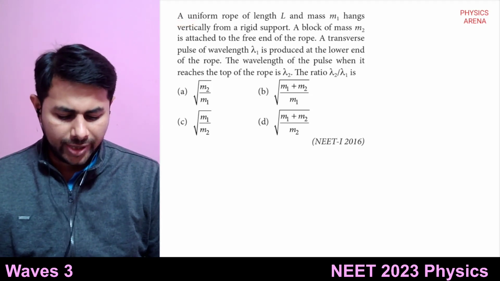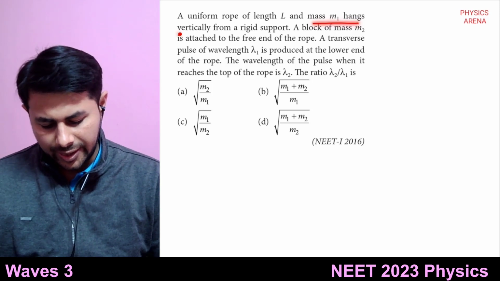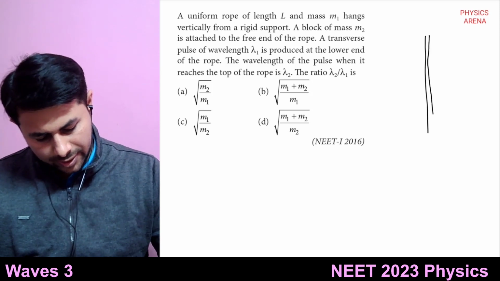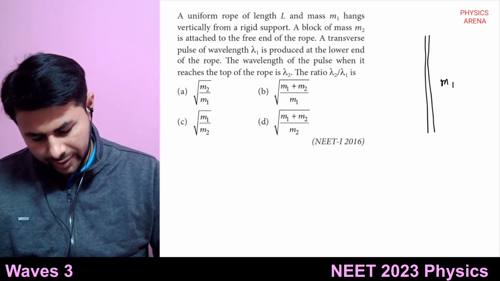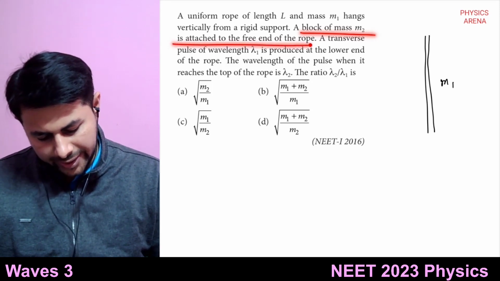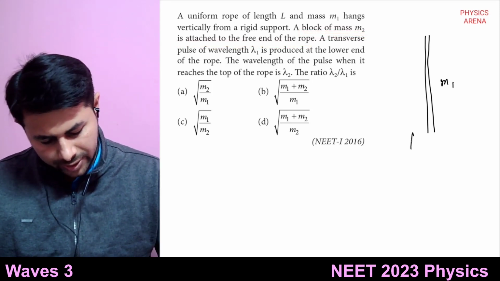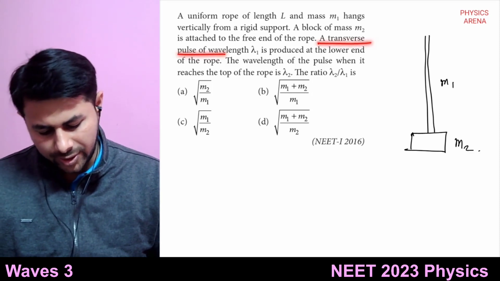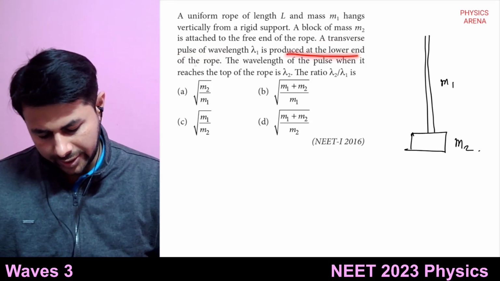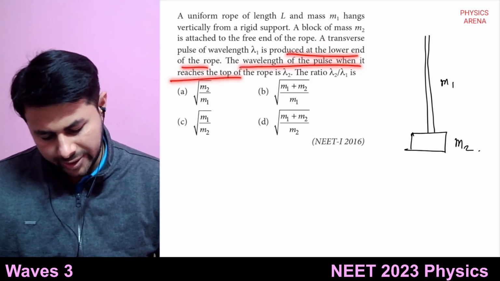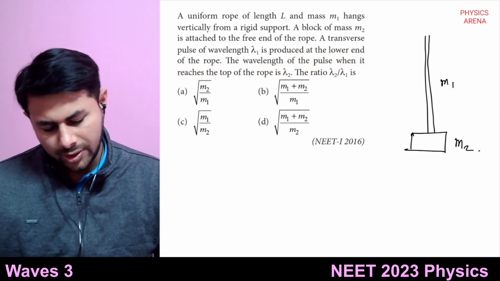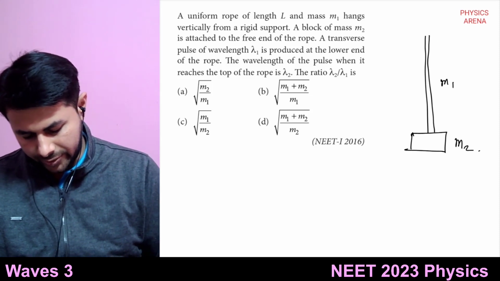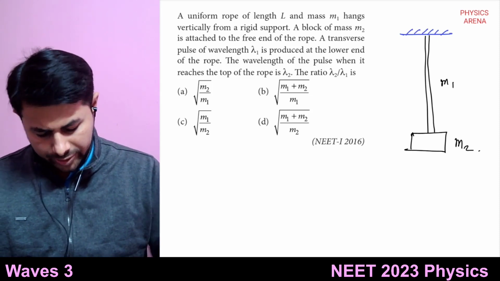A uniform rope of length L and mass m1 hangs vertically from a rigid support. So you have a uniform rope like this. It has mass m1 and length L. A block of mass m2 is attached to the free end of the rope. A transverse pulse of wavelength lambda1 is produced at the lower end of the rope. The wavelength of the pulse when it reaches the top of the rope is lambda2. The ratio of lambda2 by lambda1 is... Okay, so this is a simple question.